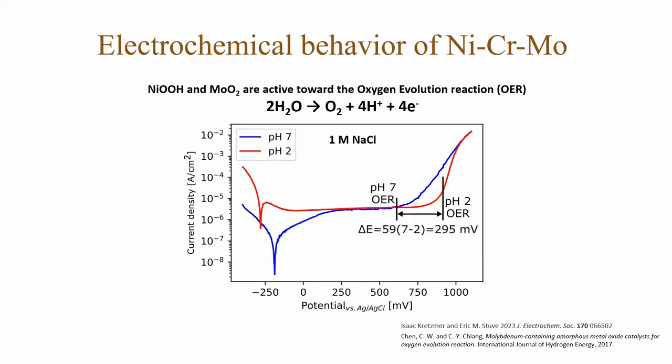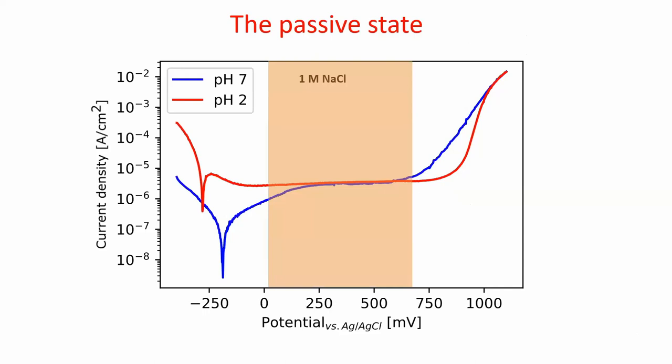If we calculate using the Nernst equation what the difference should be in the onset of the oxygen evolution reaction for the different pHs, then it should be 295 millivolts, and that's approximately what we find also. So already now we suspect that some contribution to the current is because of the oxygen evolution. Now we look at the passive state, what's going on there.